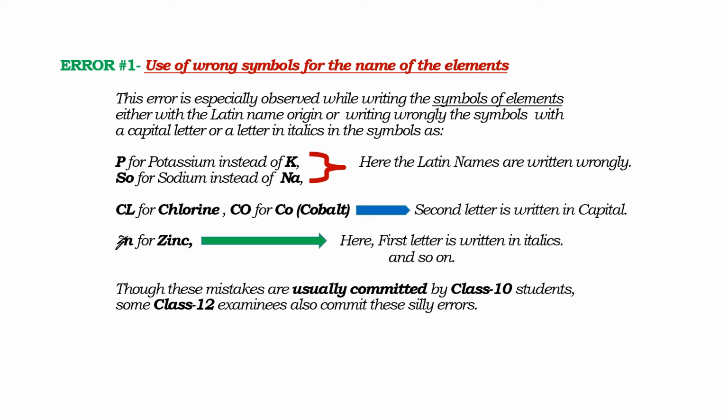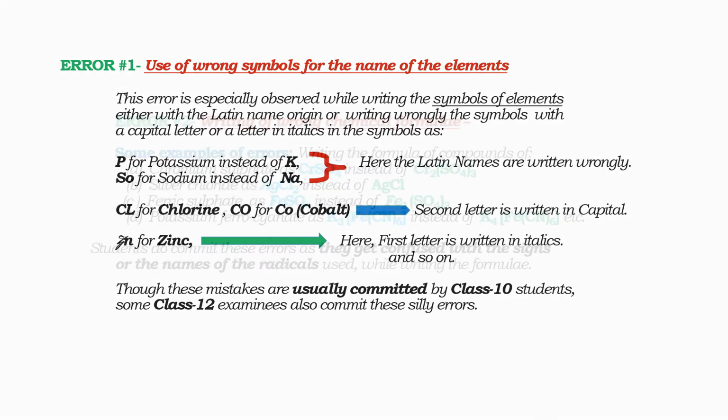Here the Latin names are written wrongly. Both capital C and capital L for chlorine and capital C and capital O for cobalt. Here the second letter is written in capital, which is again wrong. Sometimes the students write the symbols of the elements with small letter or with italics. Though these mistakes are generally committed by class 10 students, some class 12 students also commit this type of mistake.